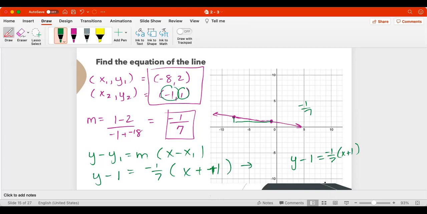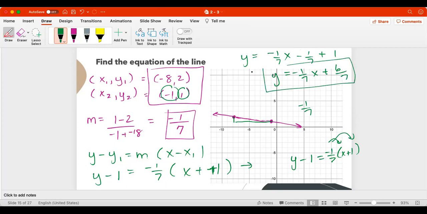And then we can also put that into slope-intercept form by simplifying this. I'm going to do that up here because I'm running out of room down here. If I move that 1 over and distribute this negative 1/7, I get y is equal to negative 1/7 x. I distributed it here and to here, so minus 1/7 plus 1. And what you'll get is y is equal to negative 1/7 x plus 6/7, because 1 is 7/7, and if you subtract one of them, you get 6/7. Let's verify this in Desmos.